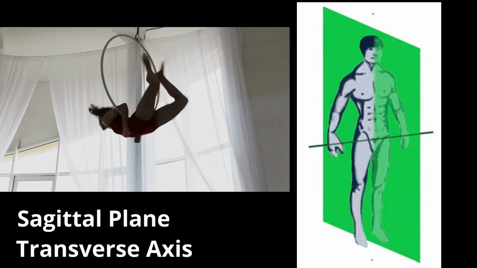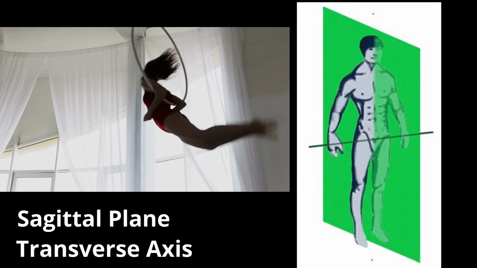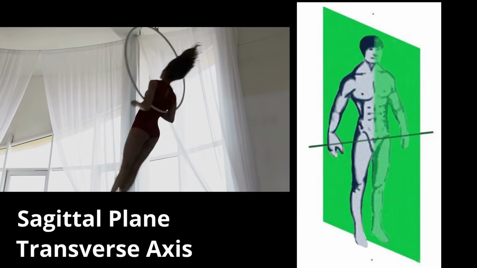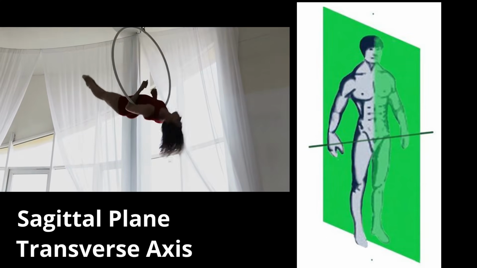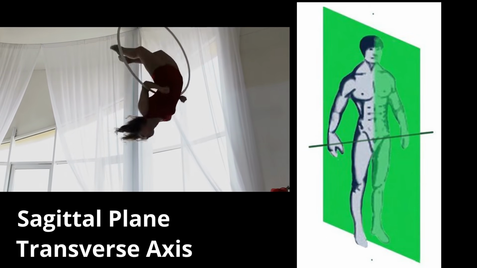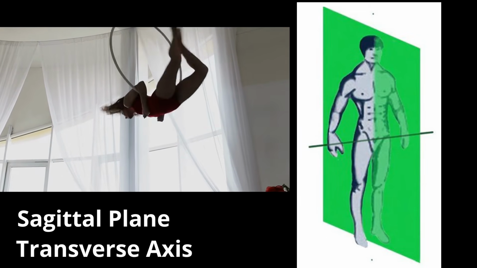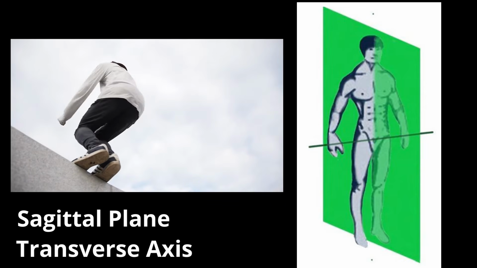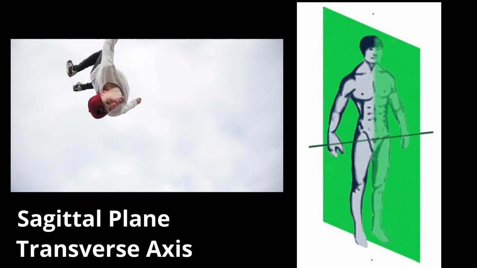The sagittal plane works alongside the transverse axis. The transverse axis runs through the body from hip to hip. If we were to rotate around the transverse axis, then a forward roll, backwards roll, or somersault could occur.